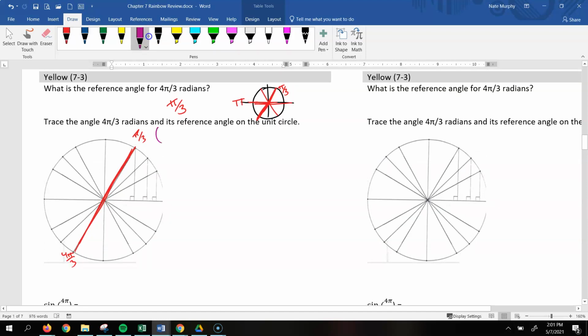At pi over 3, this is where your cosine would be 1/2, and your sine would be square root of 3 over 2. Remember down here that everything's the same, except everything's negative. So it would be negative 1/2 and negative square root of 3 over 2.